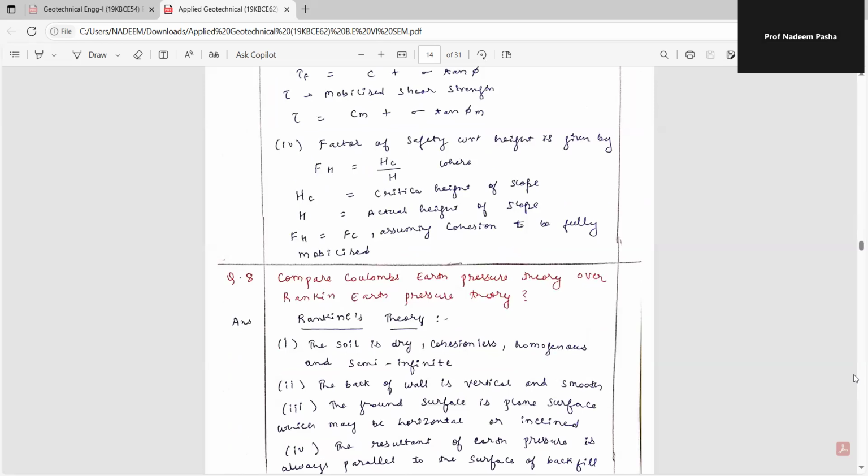Compare Coulomb's earth pressure theory over Rankine's earth pressure theory. So the soil is dry, cohesionless, homogeneous, and semi-infinite. This is the assumption of Rankine's theory.